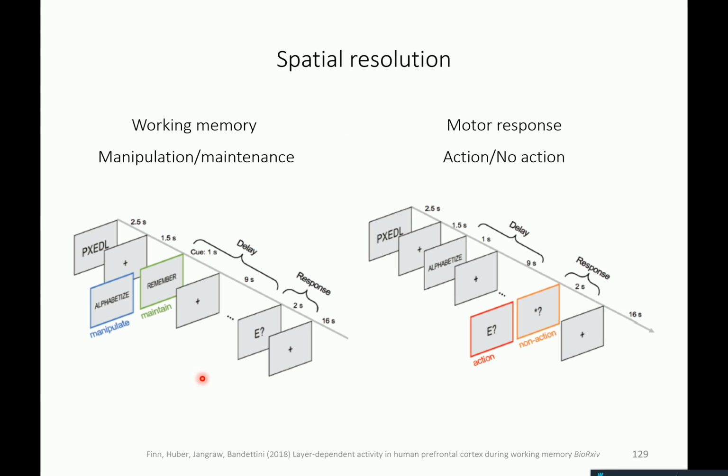This was one scenario. The other scenario was essentially the alphabetize task, but with an action required or with no action required, to also dissociate motor responses. So that was the task. You can read about all that in the paper, of course.